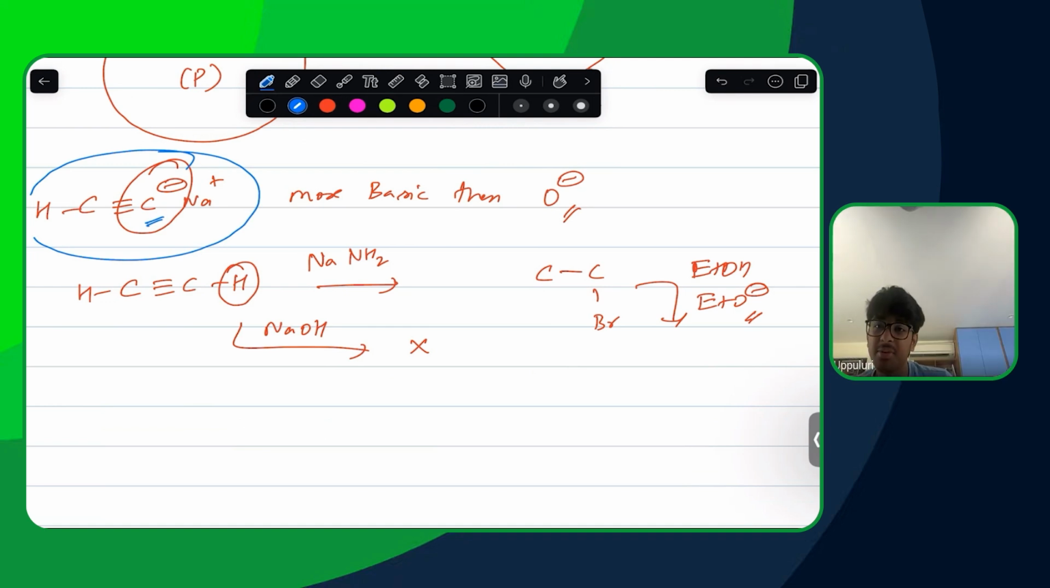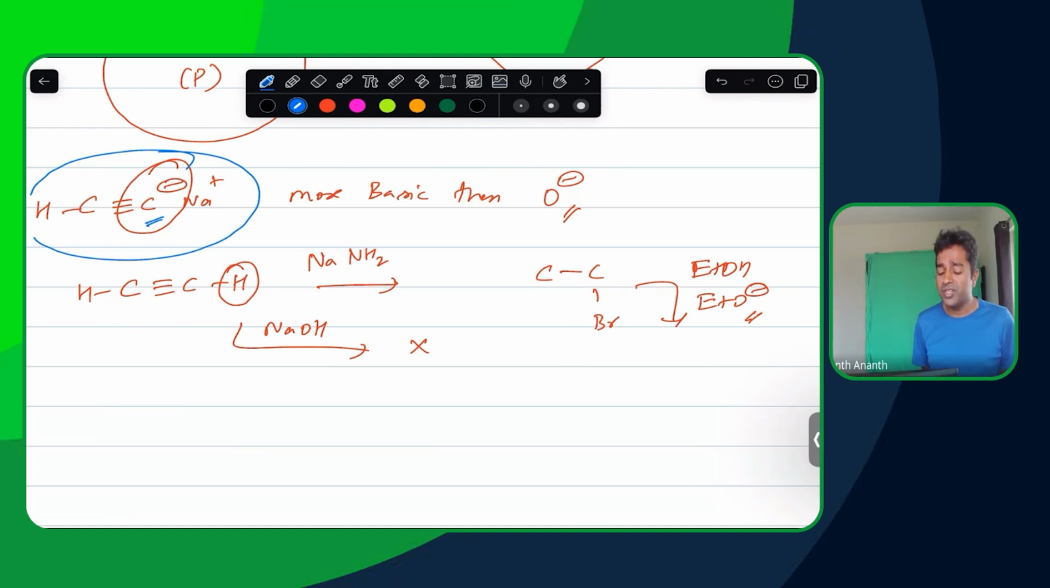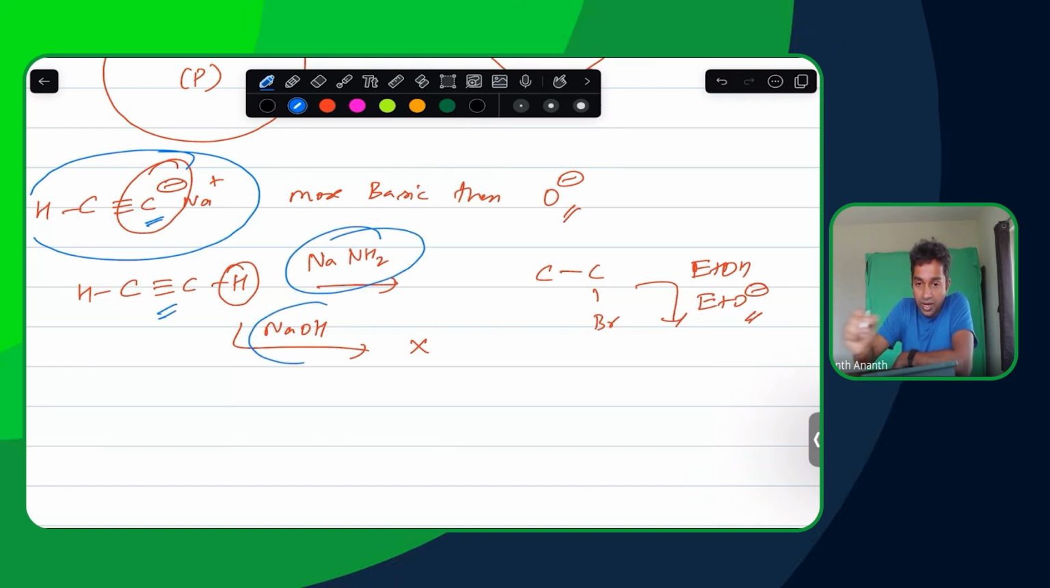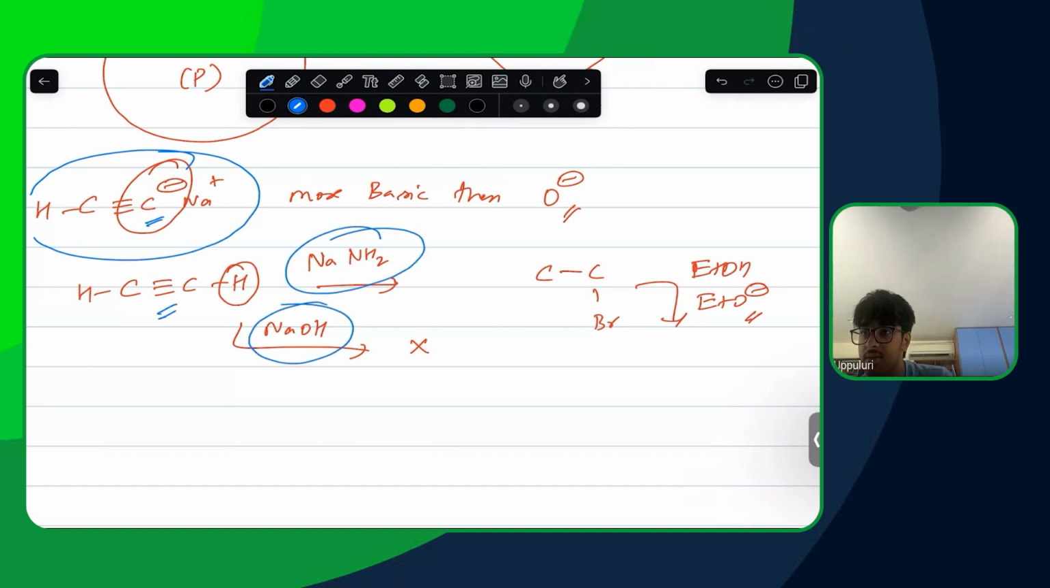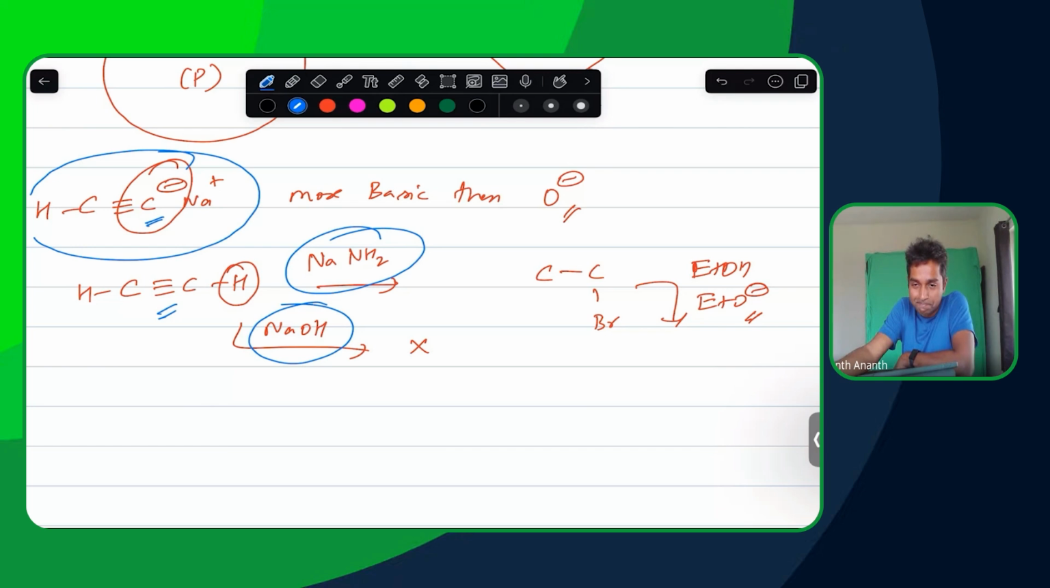Sir, but without knowing this before, we can't really solve it. No? What do you mean by without knowing this before? The fact that this thing is a stronger base than O minus. Which chapter are you supposed to understand that from? What did I give you here? I took ethene and showed you these two reactions, correct? Which chapter is that from? Alkyne. Correct.